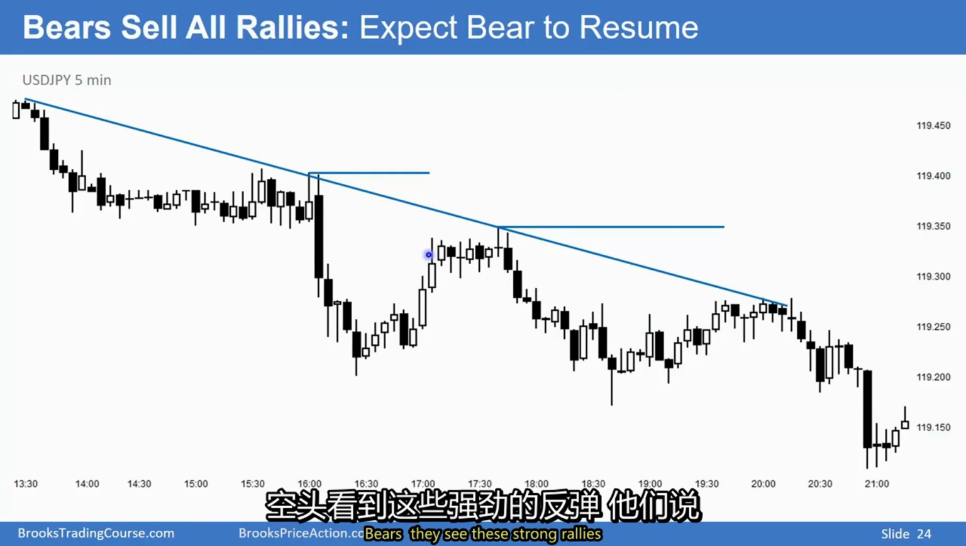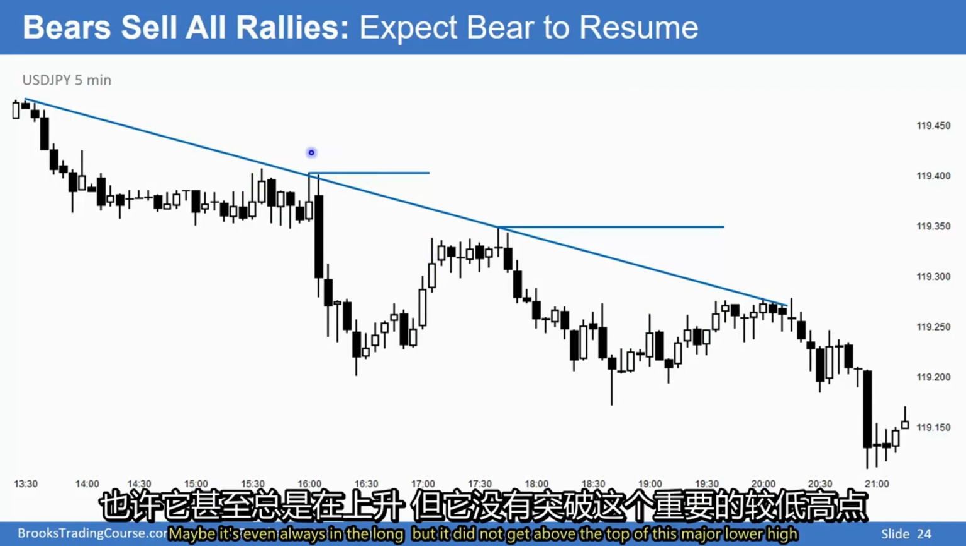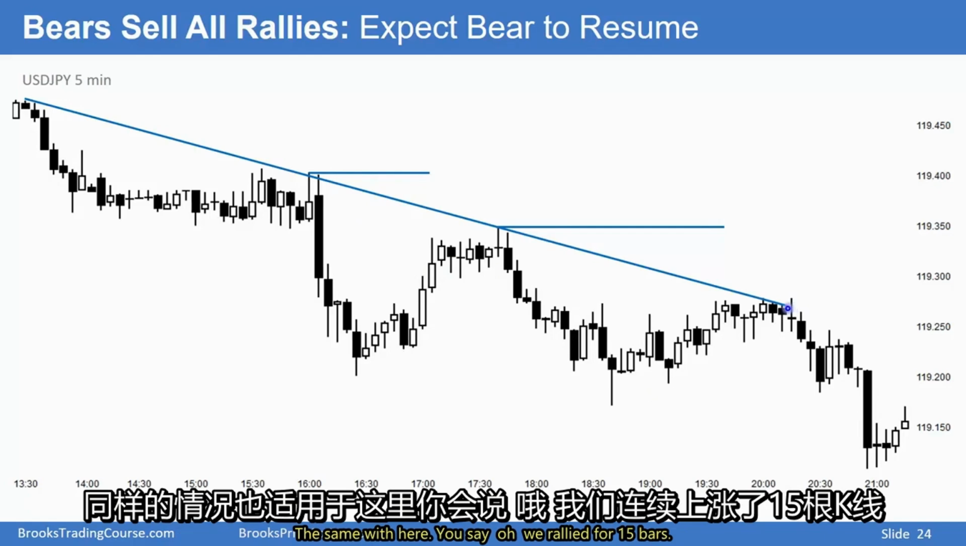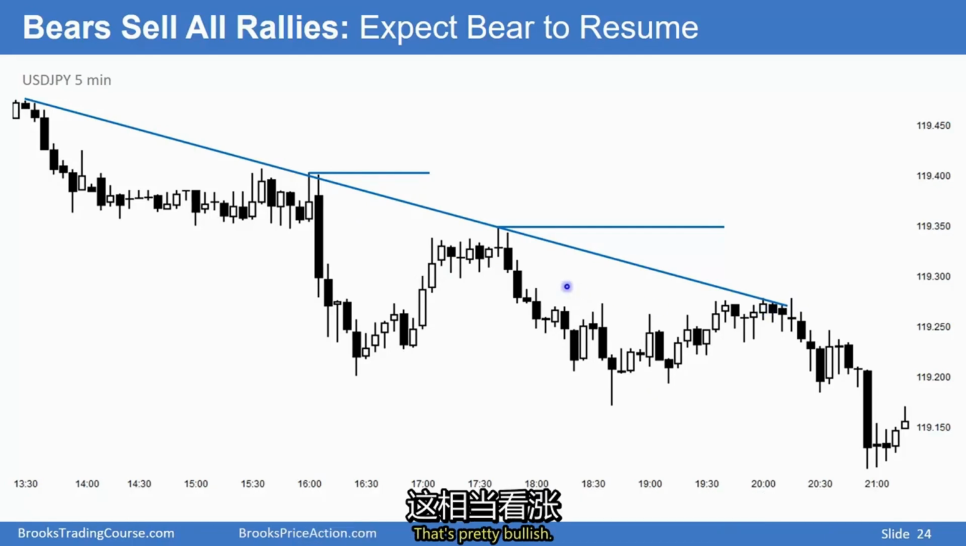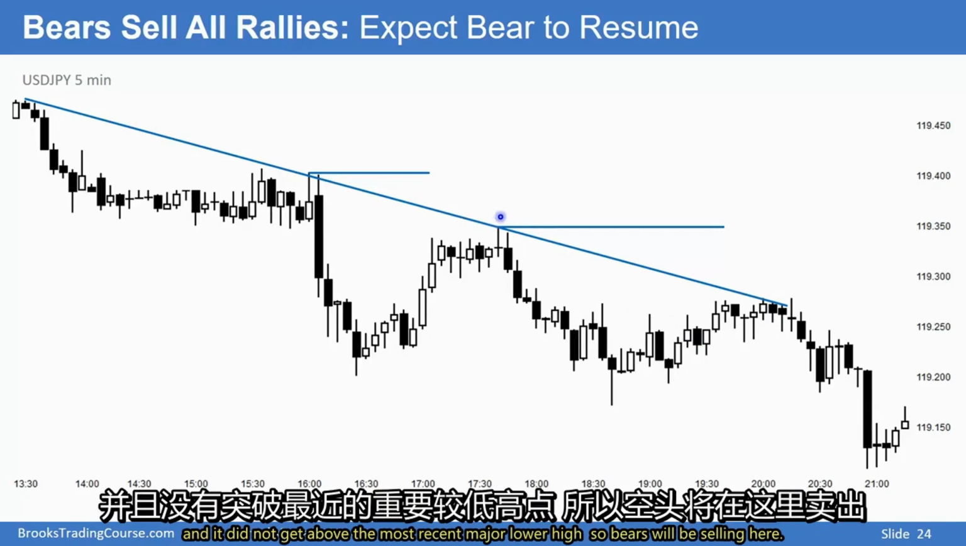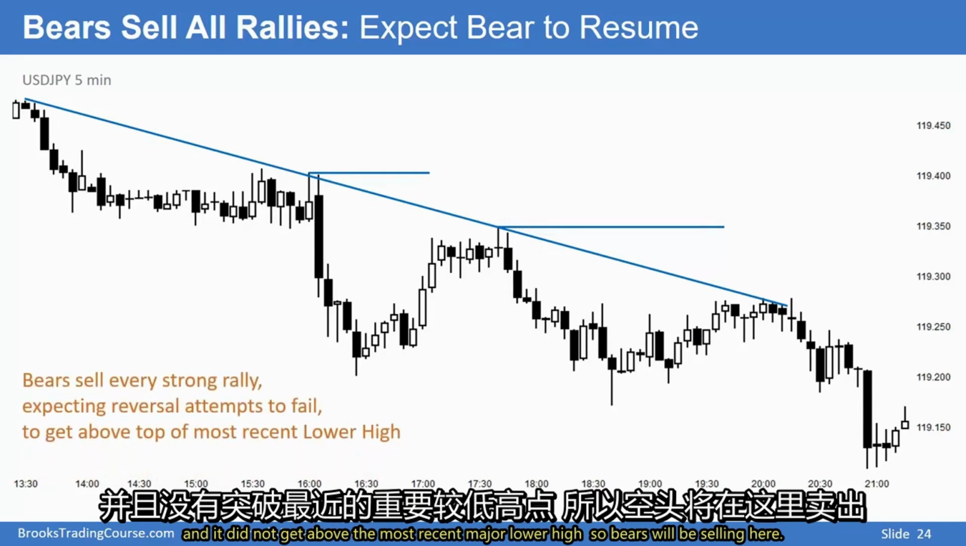Bears, they see these strong rallies and they say, yeah, it's a strong rally. Maybe it's even always in long, but it did not get above the top of this major lower high, and therefore it's probably going to fail and become a bear flag. So bears will look to sell. The same with here. You say, oh, we rallied for 15 bars. That's pretty bullish. It is, but it lacked consecutive big bull trend bars closing on their highs, and it did not get above the most recent major lower high. So bears will be selling here.